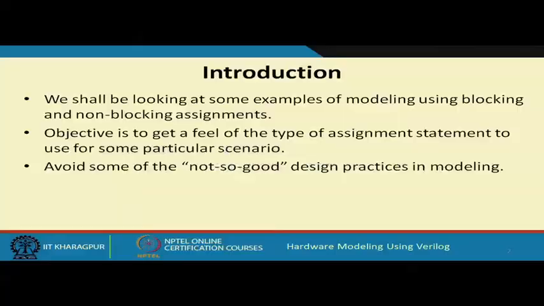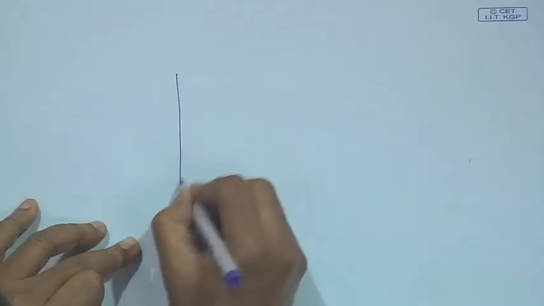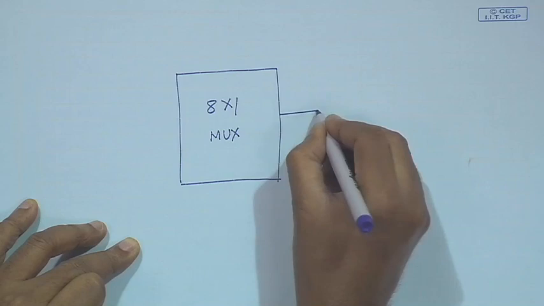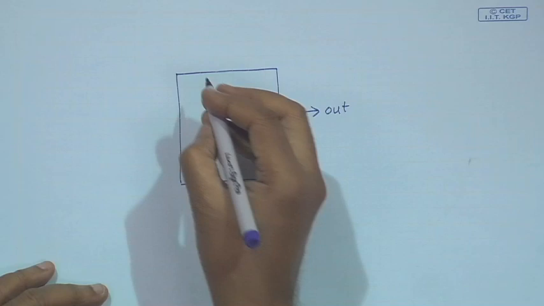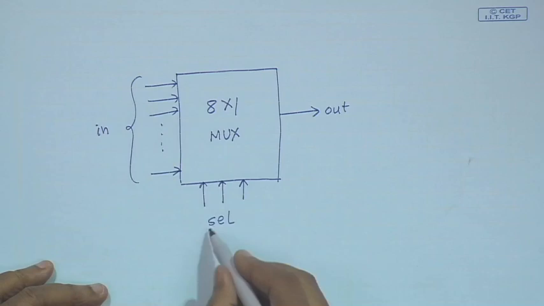So, the first example we take is that of a multiplexer. This is an 8 line to 1 line multiplexer. This is the behavioral description of it. Now, just to tell you, for an 8 line to 1 line multiplexer, what is the schematic we are looking at? We are looking at an 8 to 1 multiplexer whose output is out. There are 3 select lines which we call SEL, and there are 8 input lines. Okay. The input lines are called in. So, depending on the select line, one of the inputs will be selected.